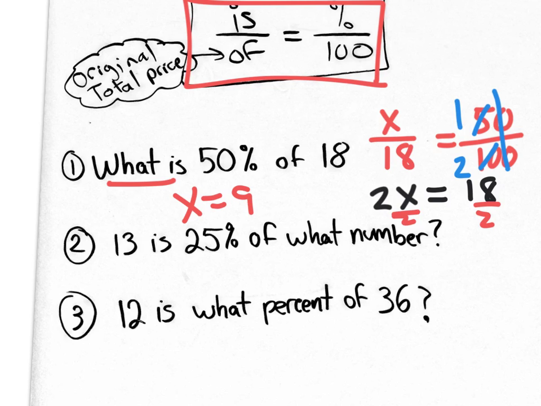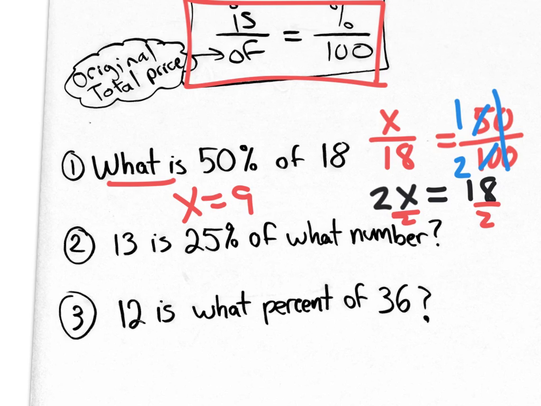Now, I know you guys are thinking, why would I want to do that if I already know that 50% means half, and half of 18 is 9? All right, some of them you'll be able to do in your head like that. Let's take a look at number 2. It says 13 is 25% of what number?